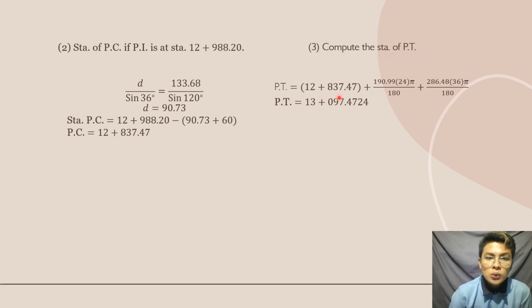Next, compute the station of the point of tangent. PT is equal to our PC plus 190.99 times 24 times pi divided by 180 plus 286.48 times 36 times pi divided by 180. Then we will get our PT is equal to 13 plus 097.4724.